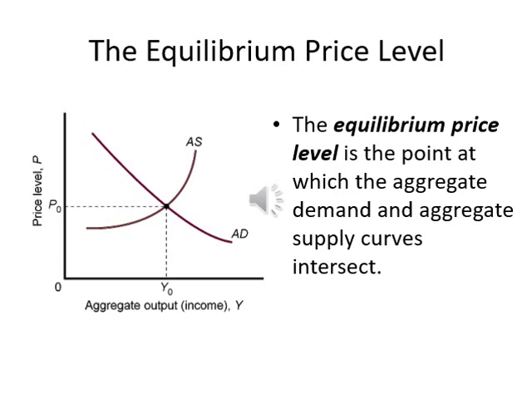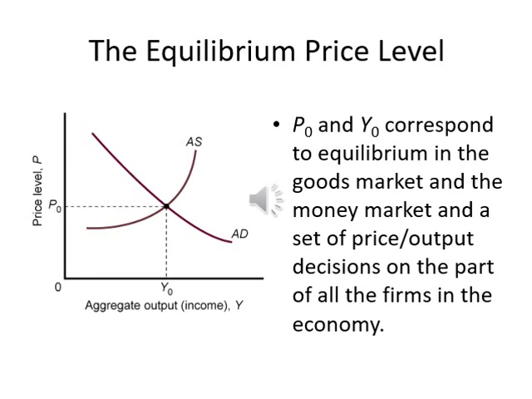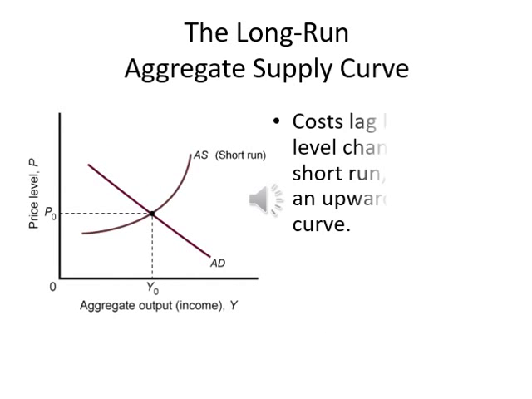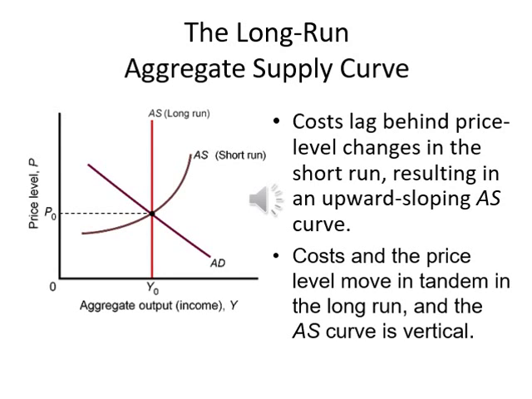The equilibrium price level is the point at which the aggregate demand and aggregate supply curves intersect. P0 and Y0 correspond to equilibrium in the goods market and the money market and a set of price/output decisions on the part of all the firms in the economy. Costs lag behind price level changes in the short run, resulting in an upward sloping AS curve. Costs and the price level move in tandem in the long run, and the AS curve is vertical.